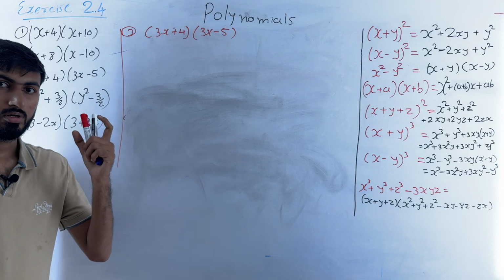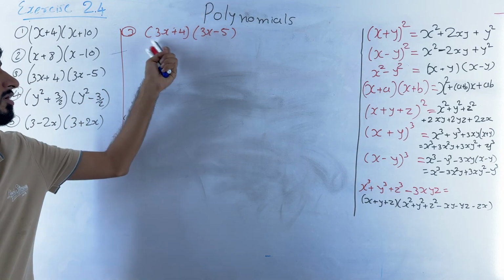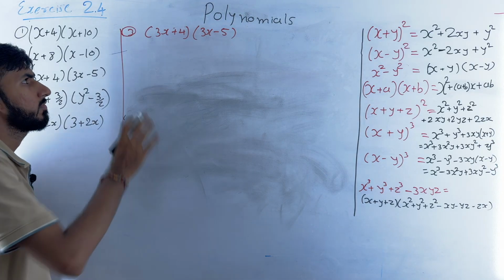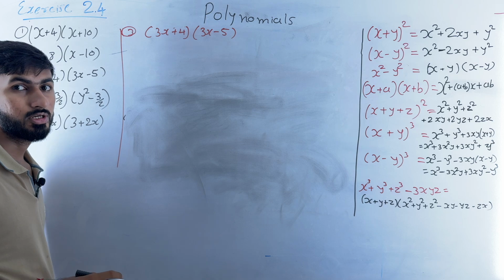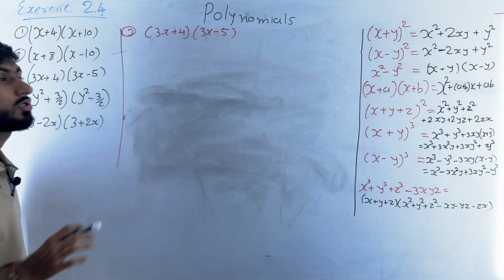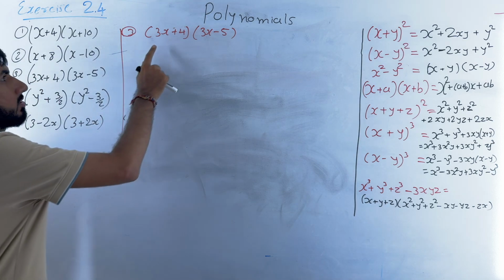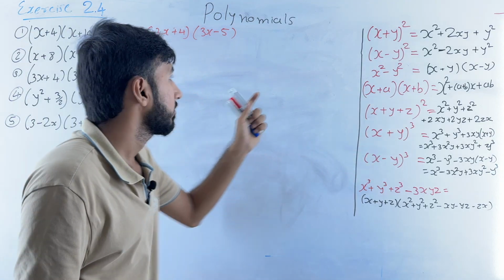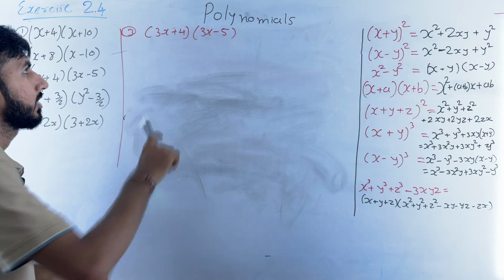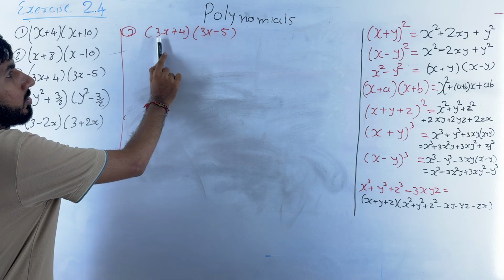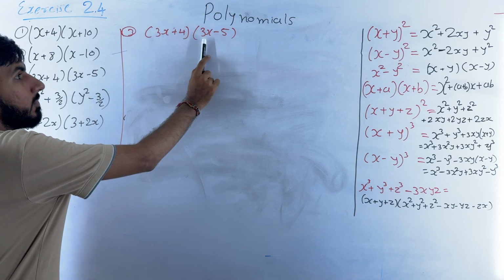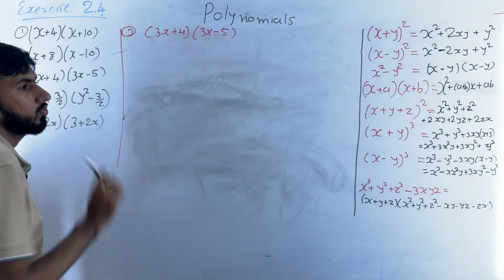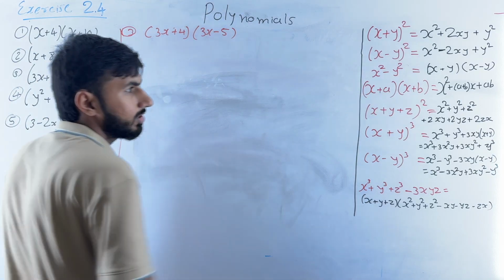Now here comes our third question: 3x plus 4 multiplied by 3x minus 5. You don't have to worry about which variable is mentioned in your question and which number is used. If there is a format that matches your identity, we are going to use that identity. In this question, I have variable plus number, variable minus number, but here I have two different numbers, so I have to use the identity (x plus a) multiplied by (x plus b).